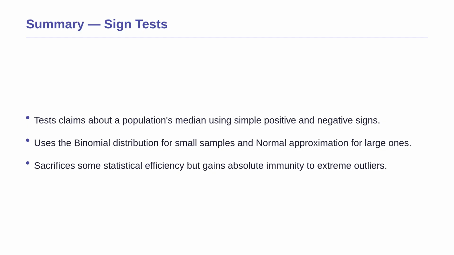We have covered a lot of ground today, so let us review the key takeaways. The sign test is a beautifully simple yet highly robust tool that tests claims about a population's median by converting data into positive and negative signs. It uses the binomial distribution for small samples and a normal approximation for larger ones. While it sacrifices some statistical efficiency compared to parametric tests, requiring slightly larger sample sizes, its absolute immunity to extreme outliers makes it an indispensable method in real-world data analysis.